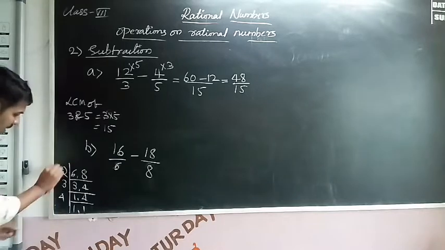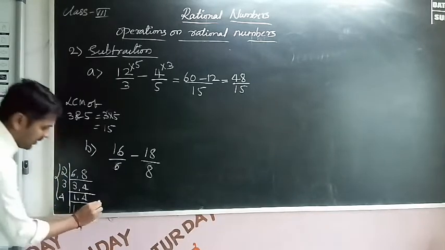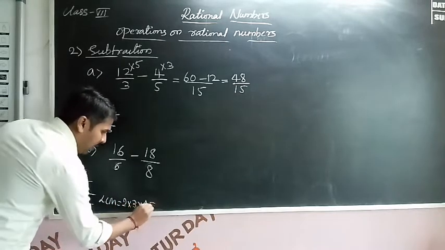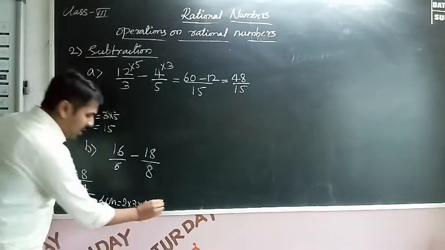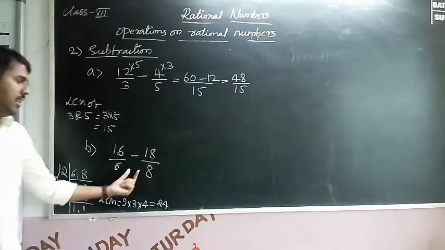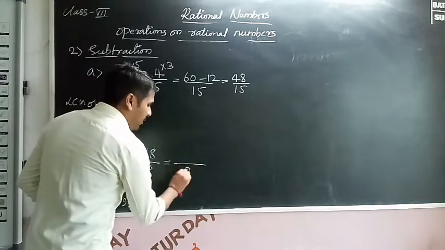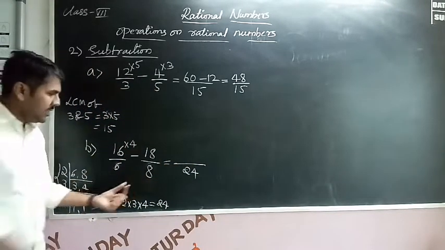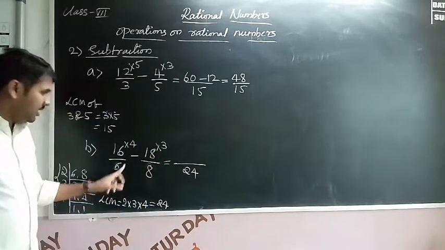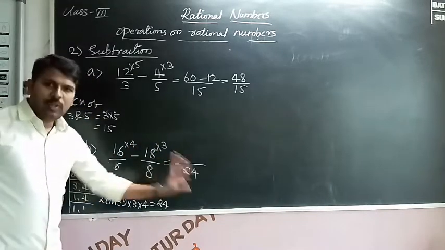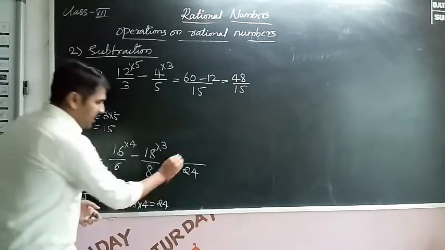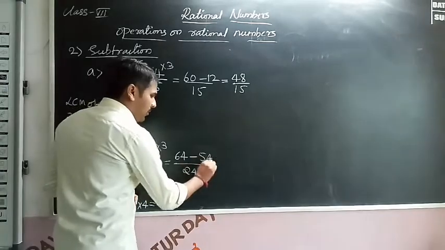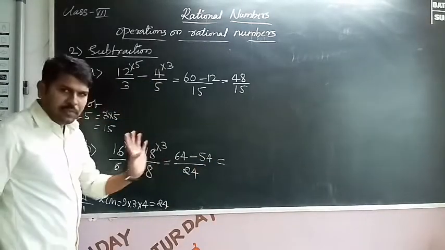So the LCM is the multiplication of these three factors. So LCM equals 2 into 3 into 4. 2 3s are 6, 6 4s are 24. So here the denominator will be 24. So here 6 is there, so multiply by 4. Here 8 is there, multiply by 3. Why? 6 4s are 24, 8 3s are 24. So 16 4s are 64 minus 18 3s are how much? 54.